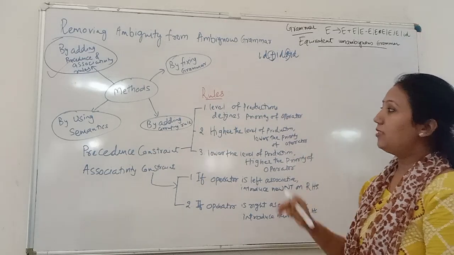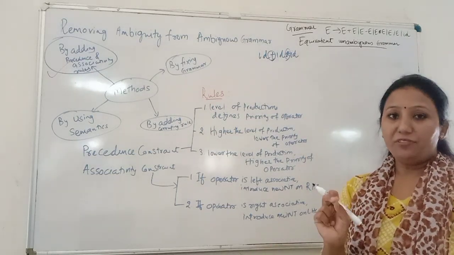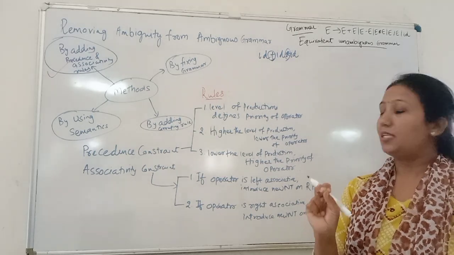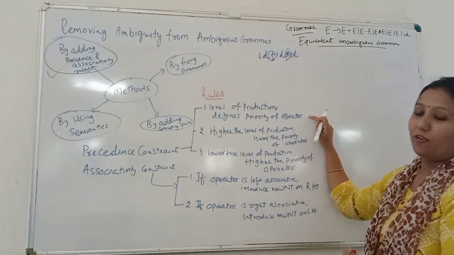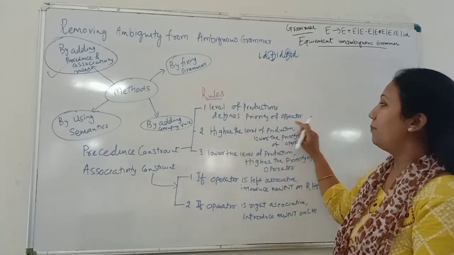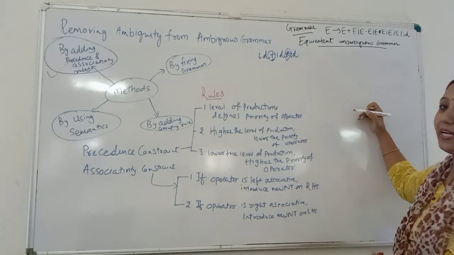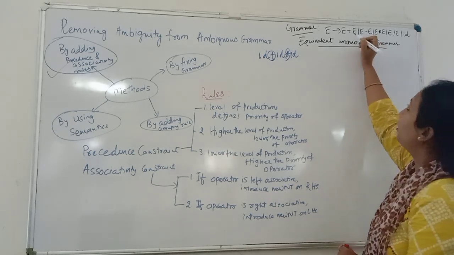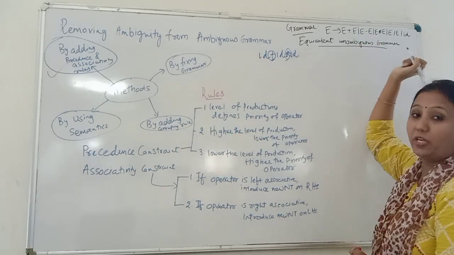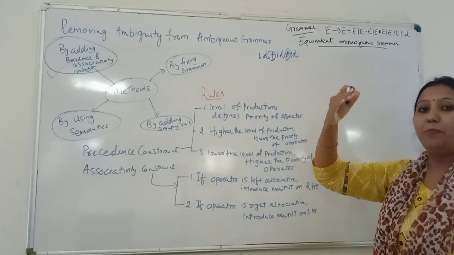Let's see the rules. The first rule states that the level of the production defines the priority of operators. It means that before we start rewriting the grammar, we have to think about the precedence of the operators, and the level of that production will define the precedence of the operator.